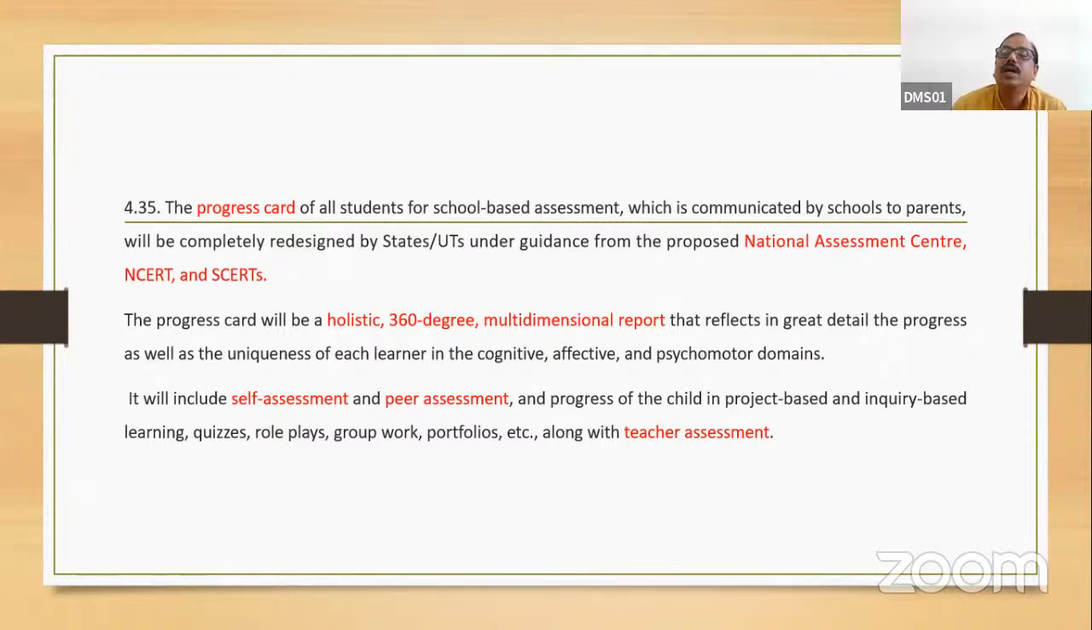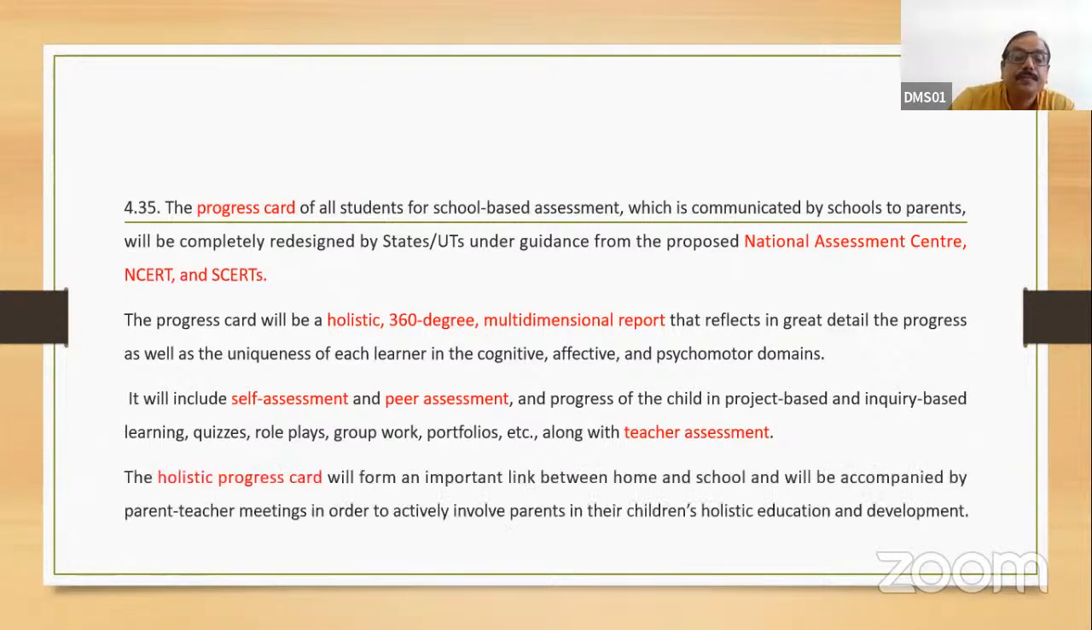And all of them have to be reported and reflected in your progress card. Only then does it become a holistic report card. So that is what they talk about as the holistic report card. It is an important link between home and school. Home means the parent. Parent and school must collaboratively work towards the development of their learner at home.